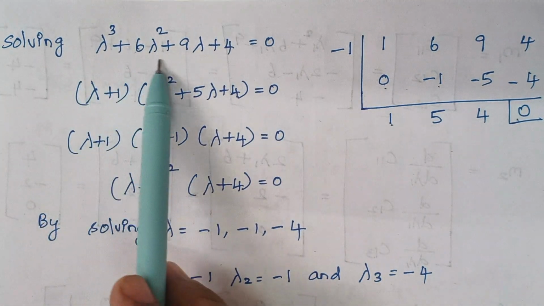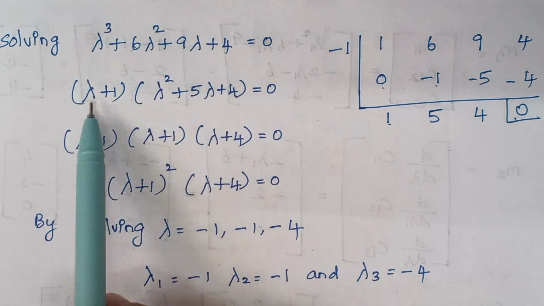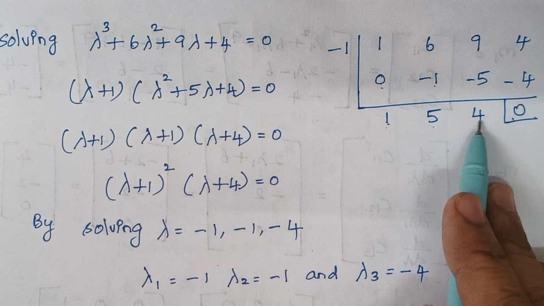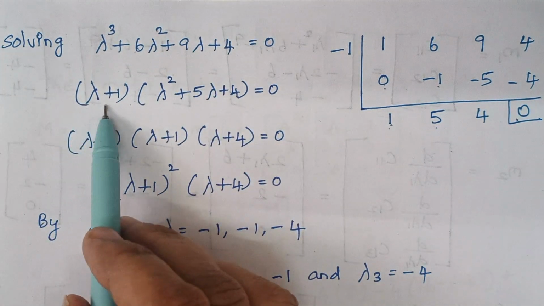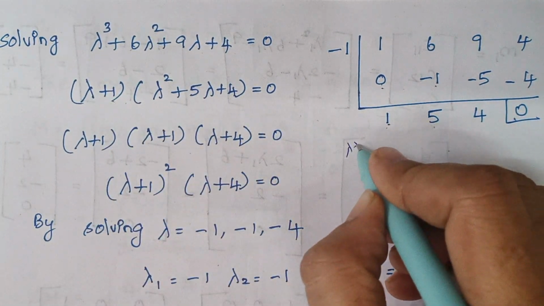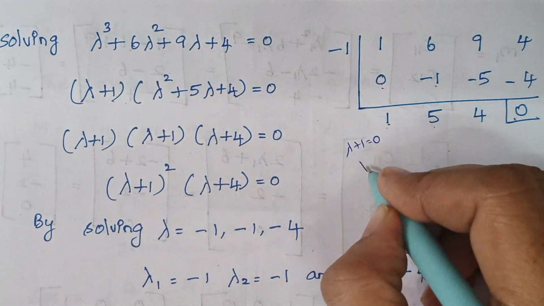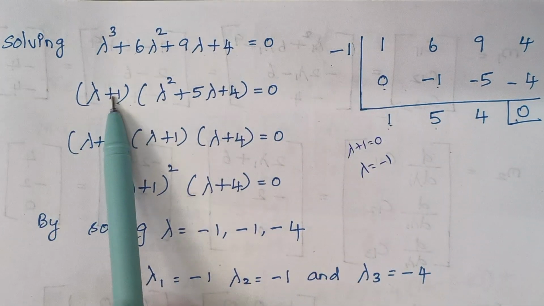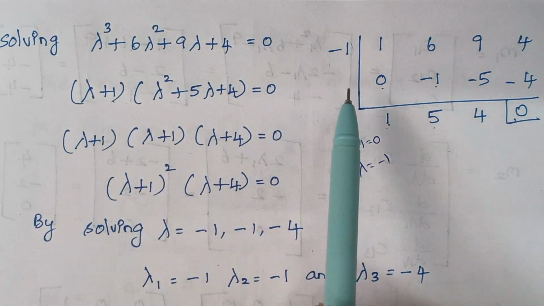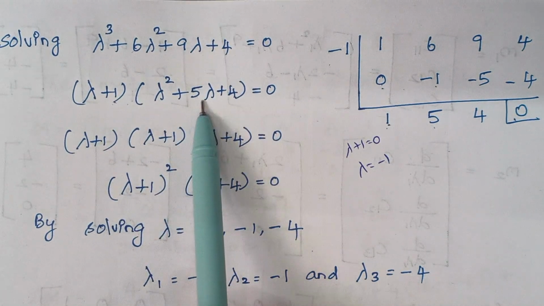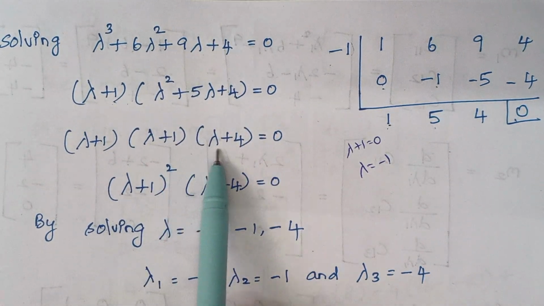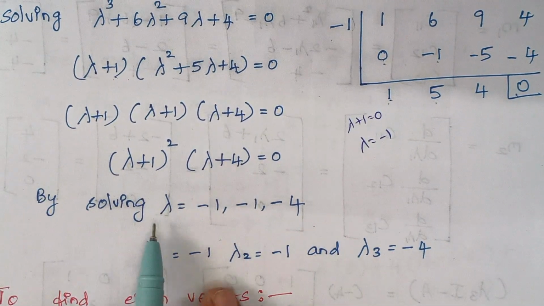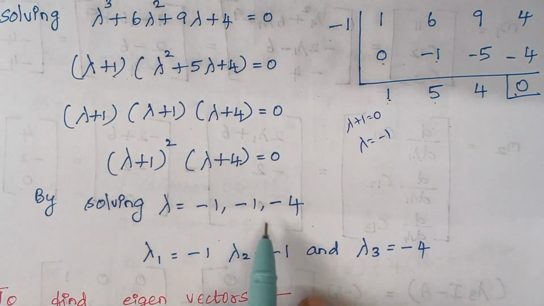Therefore, we rewrite this cubic expression with one factor as lambda plus 1 and another factor as lambda square plus 5 lambda plus 4. Only if lambda plus 1 is equal to 0 will we have lambda equal to minus 1. Again, when you simplify this quadratic equation, the factors are lambda plus 1 and lambda plus 4. Therefore, when you solve this equation, the values of lambda are minus 1, minus 1, minus 4.